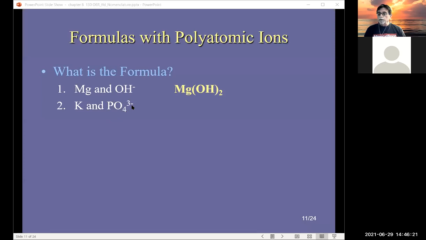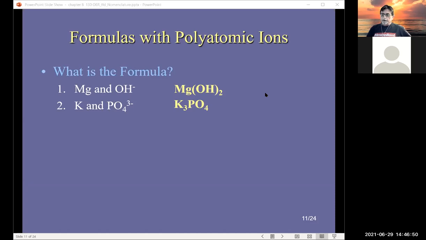PO4 negative 3. Again, you see phosphorus, you might think phosphide, but there's oxygen right behind it, and there's 4 of them. And that whole thing has a negative 3 charge. So that sends you to the polyatomic ion table. Search for that, and you see PO4 is called phosphate. Potassium has a +1. We need 3 of them.